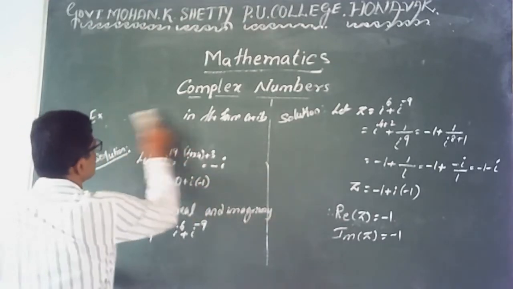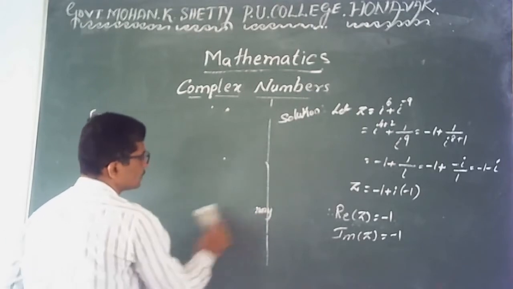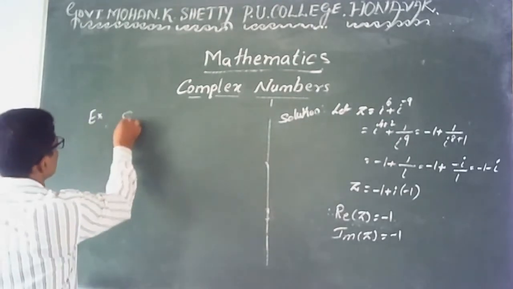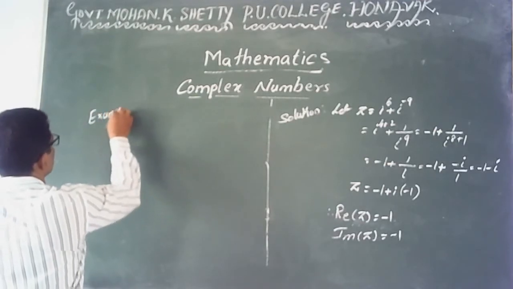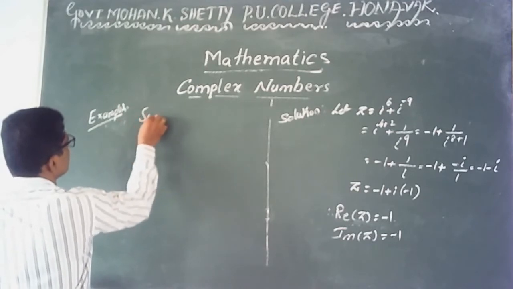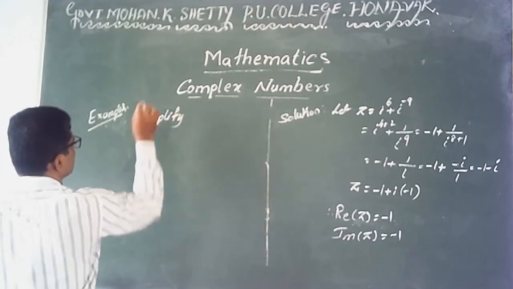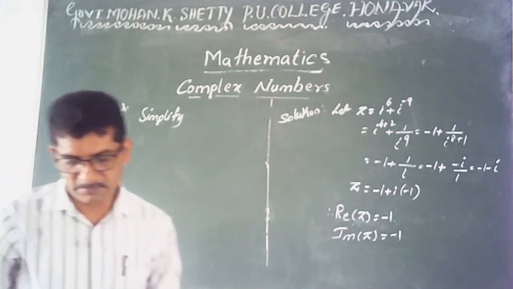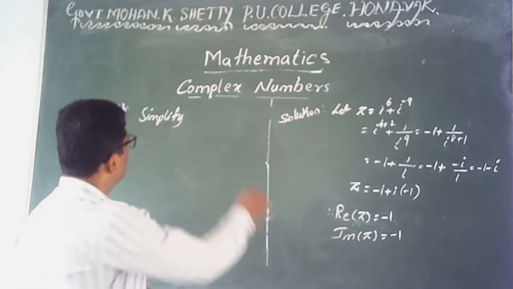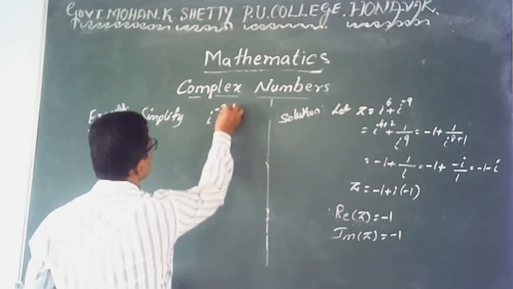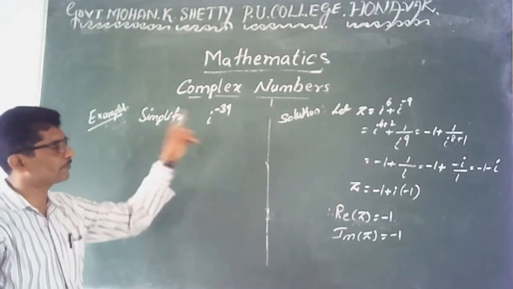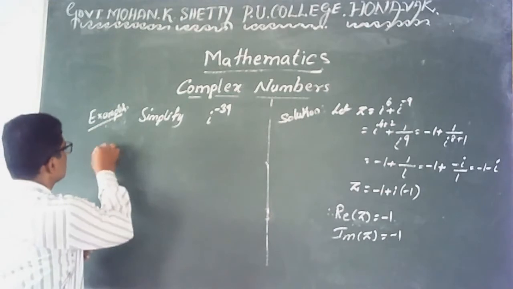One more problem: simplify the complex numbers, or find the conjugate. Simplify i to the power minus 39. One more question: simplify i to the power minus 19. The solution.